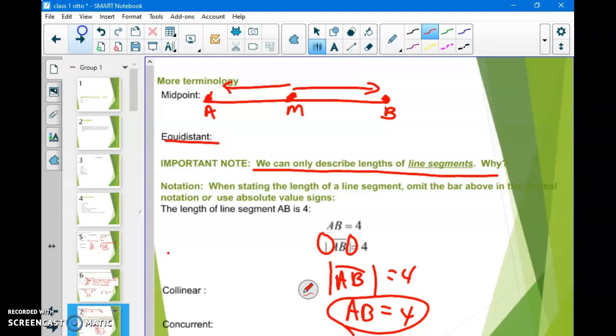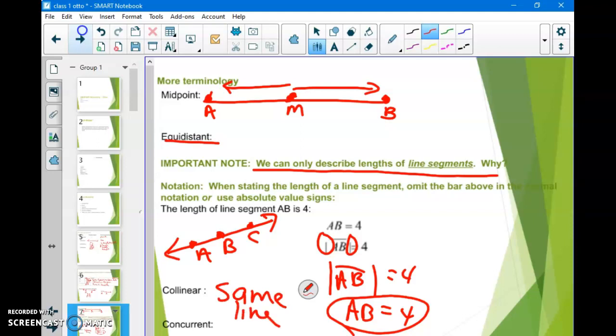Collinear. So if we are on the same line, we are collinear, so we could say points A, B, and C are collinear because they are on the same line.